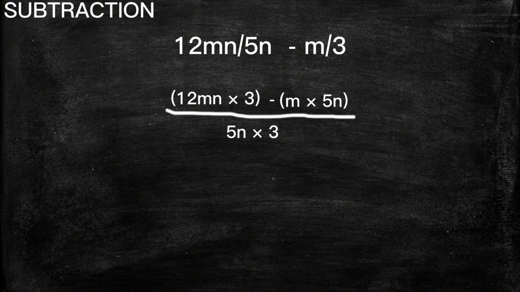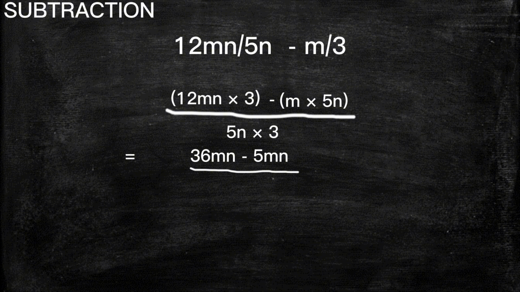Okay, so simplify this. 12mn times 3. 3 times 12 will give us 36. Then mn, we bring it down. Then we bring our minus m, number will multiply number, letter will multiply letter. So since there's no number, we bring down 5, letter multiply letter. M times n will give us mn all over 5n times 3.